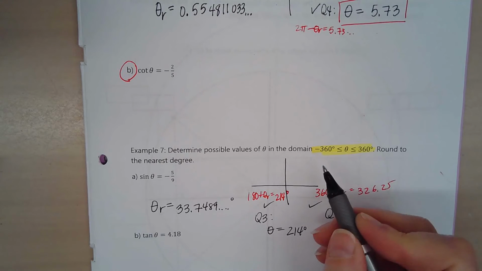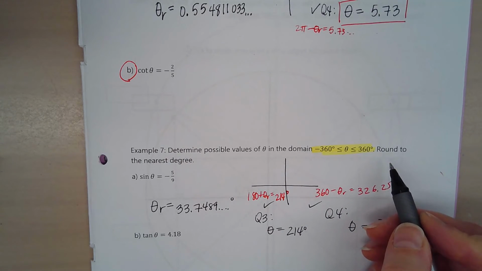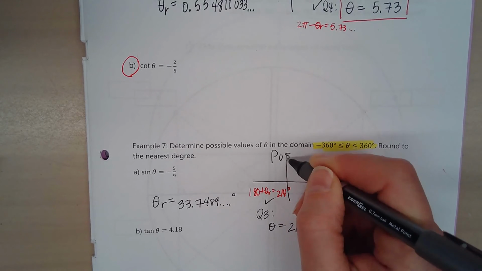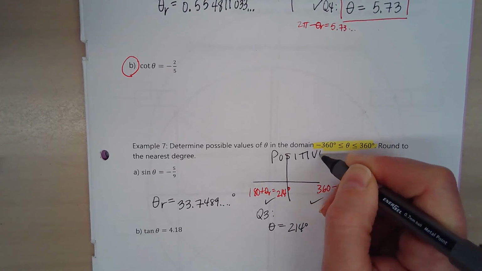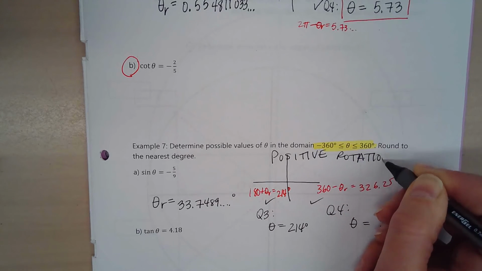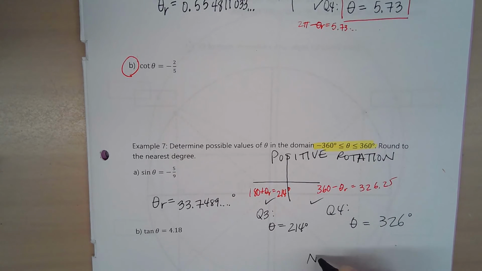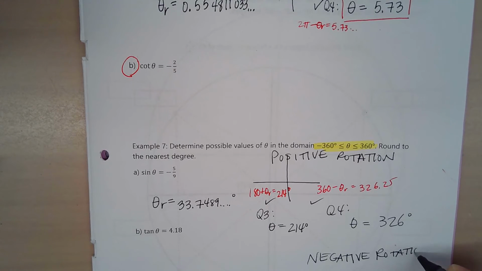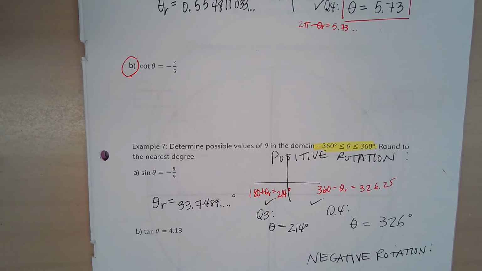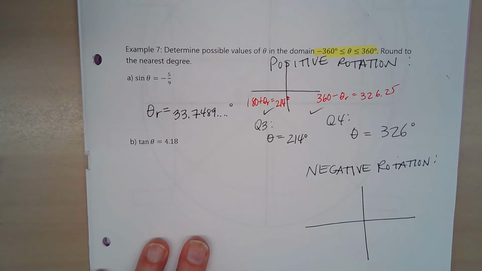But what does it say in your domain? It says from negative 360 to positive 360. So we did the positive rotation, right? We did positive answers or positive rotations. Okay, so now let's do negative rotation. Degrees are always easier to work in. They're whole numbers, you have lots of familiarity with them. Okay, so what would your negative rotation look like?